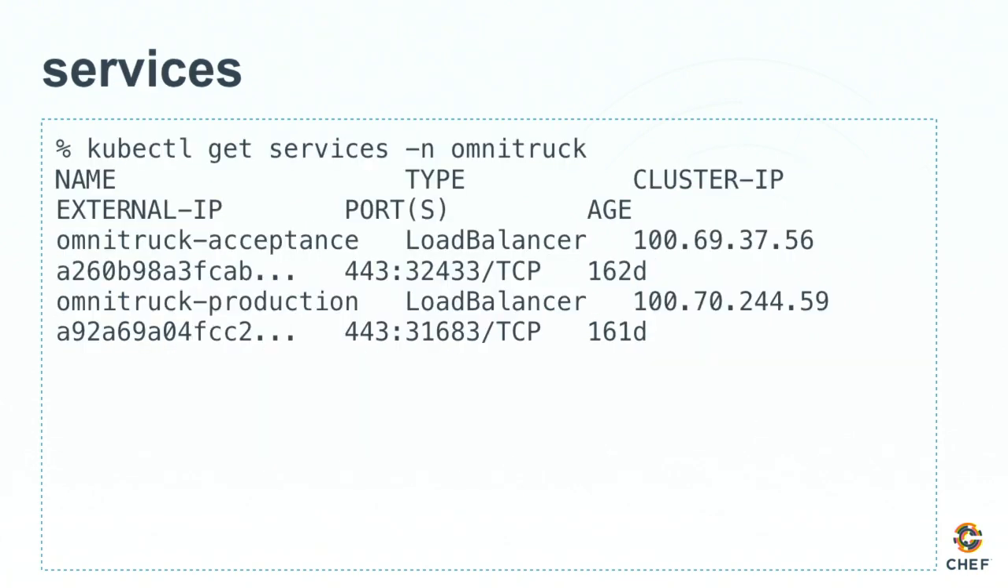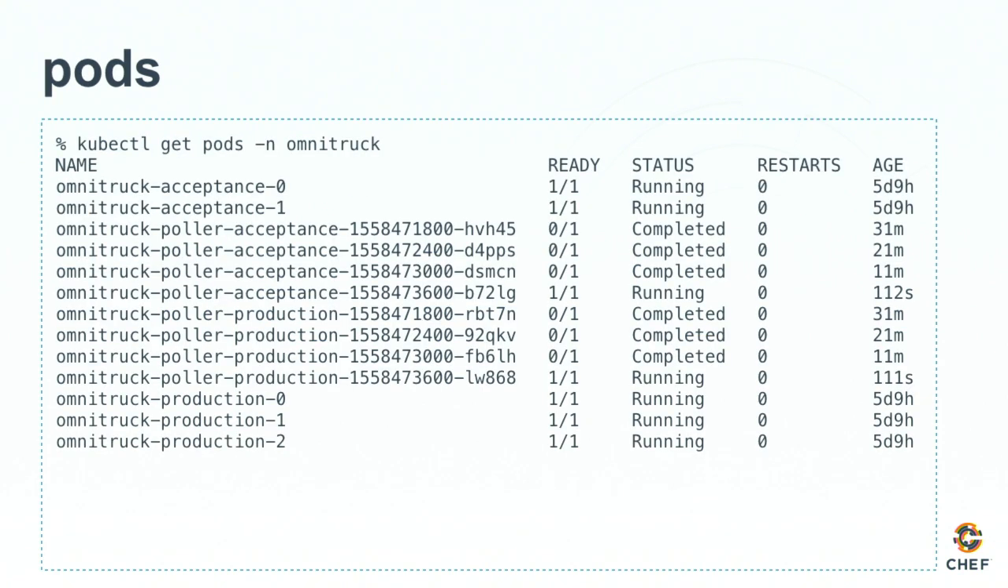And then if we get services, we'll see that we have an acceptance load balancer and a production load balancer. One of the coolest things about this is that our acceptance environment and our production environment are exactly the same, other than the number of pods. We run 2 in acceptance and we run 3 or 4 in production, depending on the app.